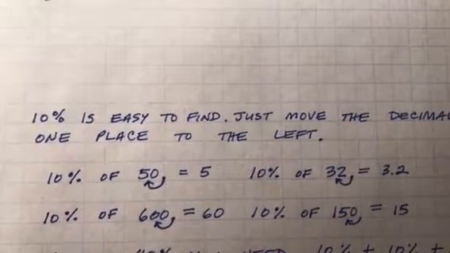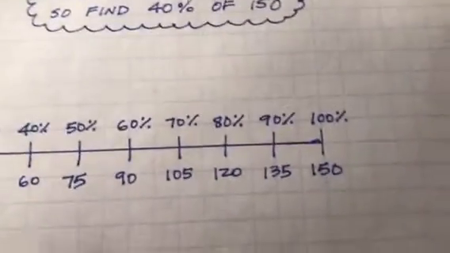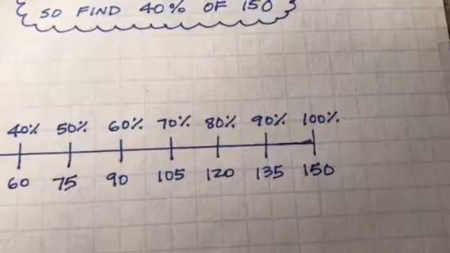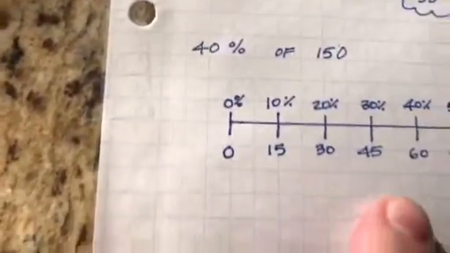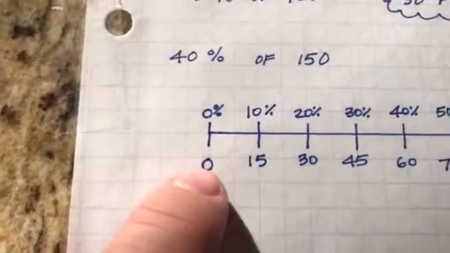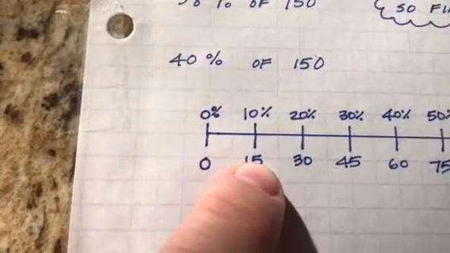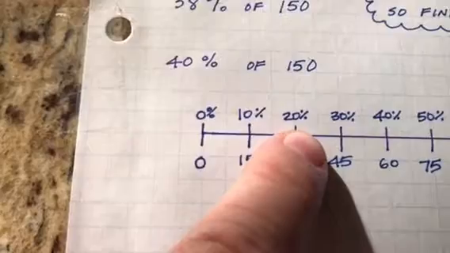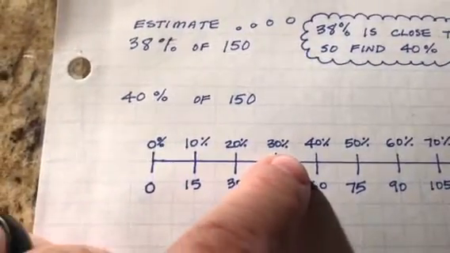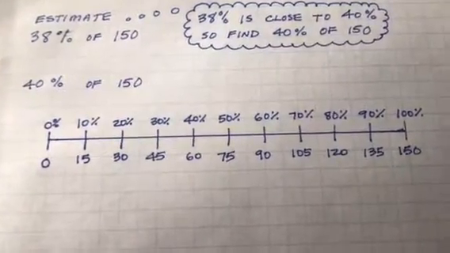So to find 10%, I can move the decimal place one place to the left. So if I'm looking for 10% of 150, which is this value here, I just move that decimal place one spot, and that becomes 15. So 10% of 150 is 15. And if this jump from 0 to 10%, if that is 15, then that means from 10 to 20 would also be 15. And from 20 to 30 would be another 15 and another 15. So that's how you can see I found all the values for the bottom of my double number line.